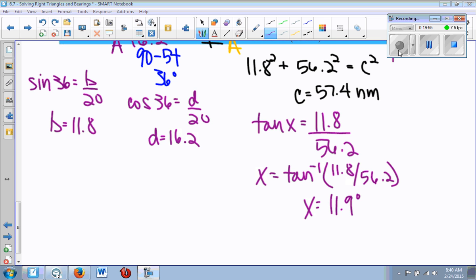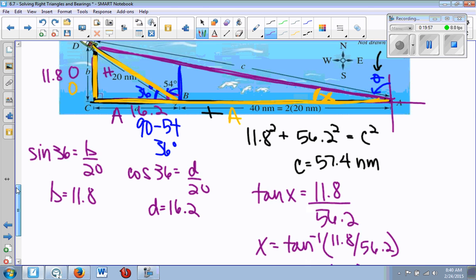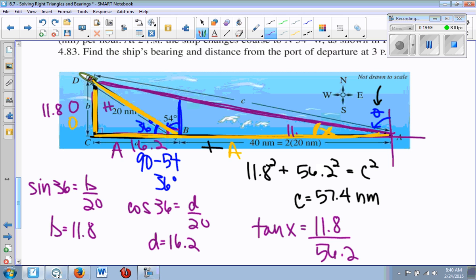Now that angle measure isn't actually this angle inside here. That's not the one I want. I want to figure out what theta is. So in order to figure out theta, we're going to subtract from 90 because this right here would make a 90-degree angle. So 90 minus 11.9 is going to give me a theta value of 78.1.